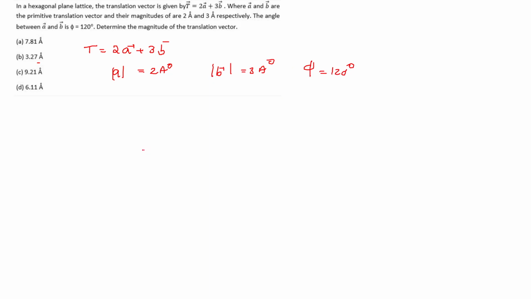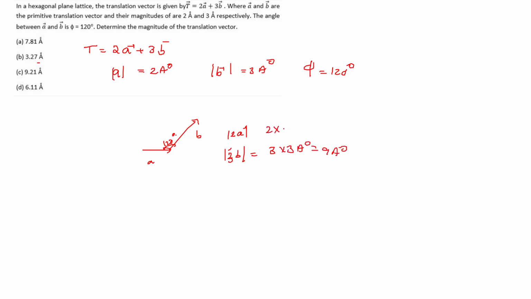So let us draw it first. This is vector a, this is b, and the angle is 120. Then what will be the translation vector? It is 2a vector and 3b vector. So 3 into 3 angstrom will be 9 angstrom.